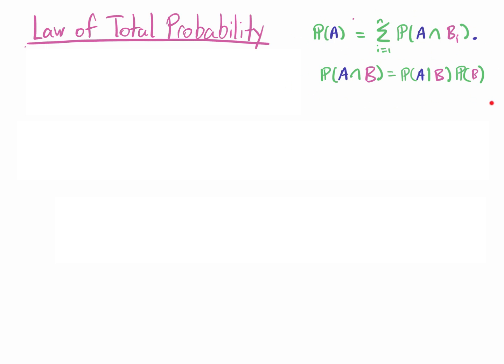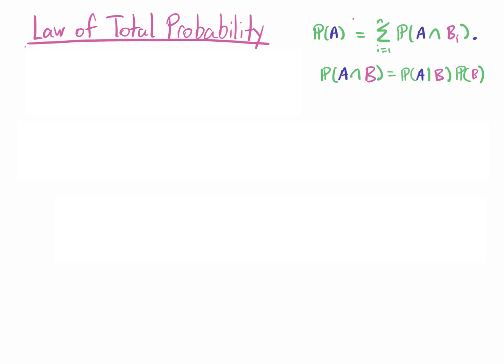And then here is our formula from a couple of videos ago. This is just a direct consequence of the definition of conditional probability. The definition of conditional probability is P(A and B) divided by P(B). So I just multiplied out the P(B) to give us a formula for the probability of A intersect B. That probability is equal to P(A given B) multiplied by P(B).